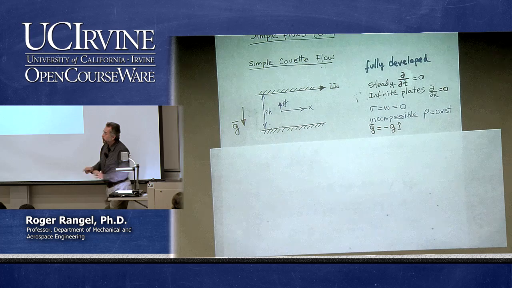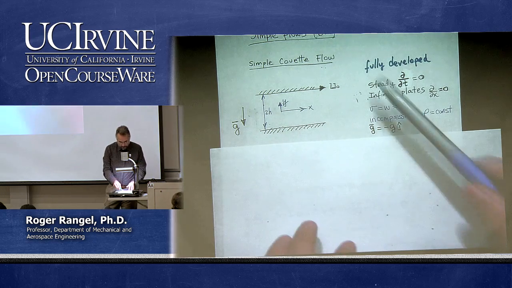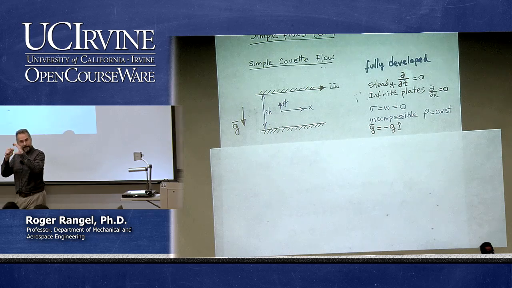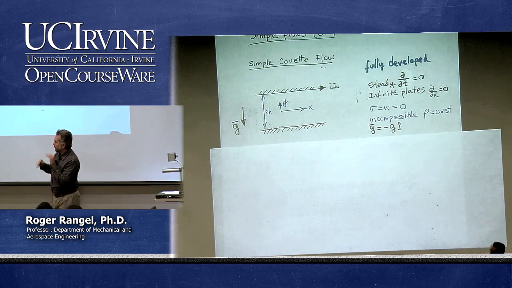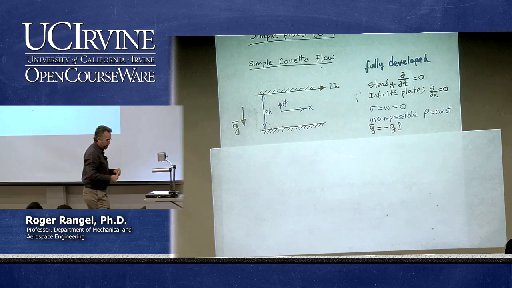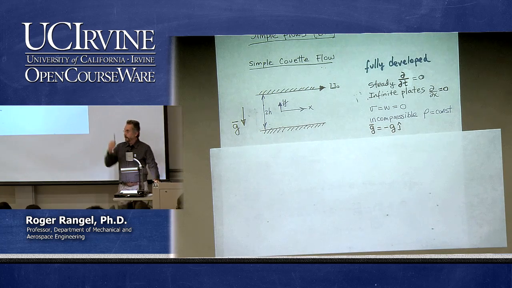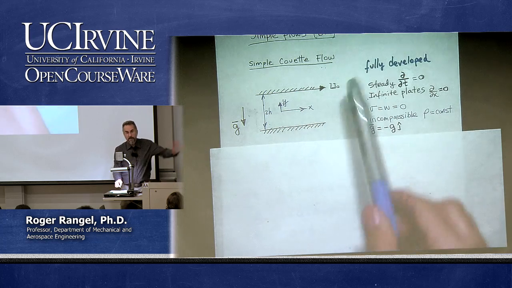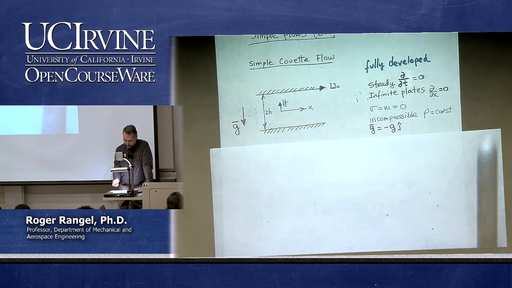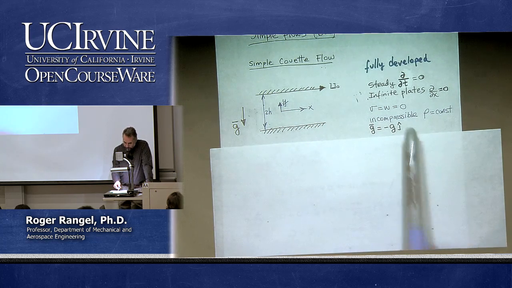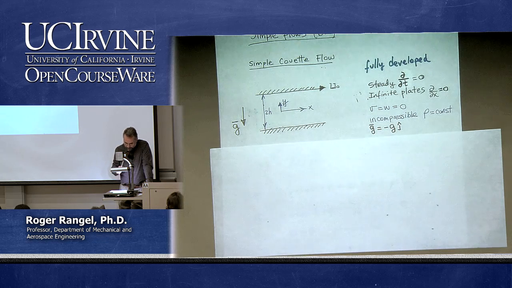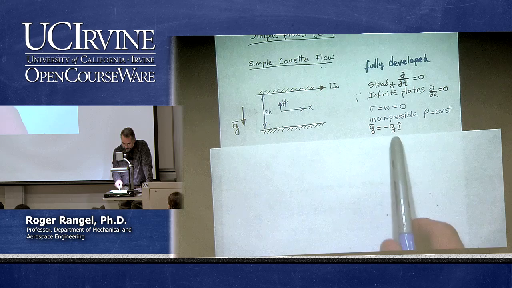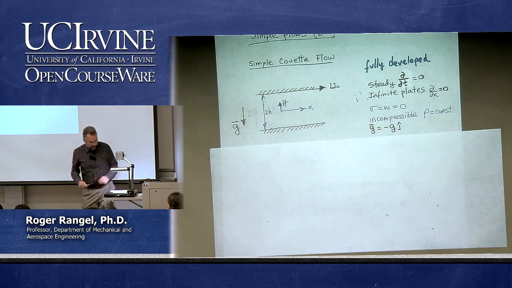That would not be true if we were not in the fully developed region. If we actually were near the inlet, the beginning of these two plates, then there would be a velocity normal to the plates. But we don't deal with that because we're far from the entrance. We want to make the problem as simple as possible. We will assume it is incompressible, so rho is constant. And of course, I said that I'm putting gravity in the negative y direction. So those are my assumptions.